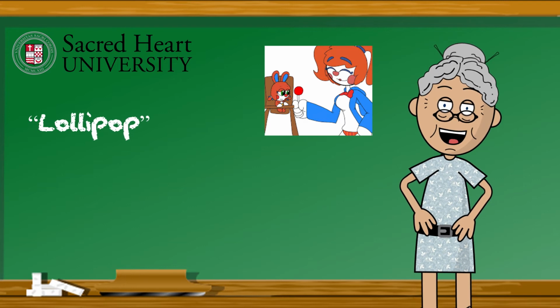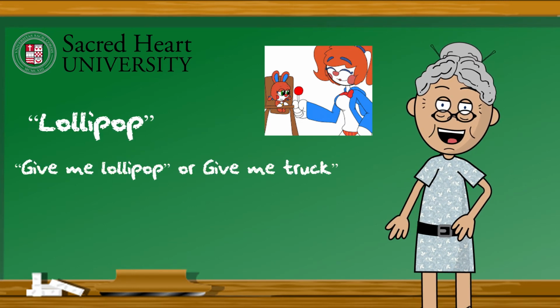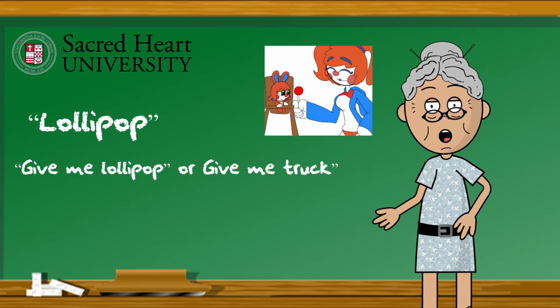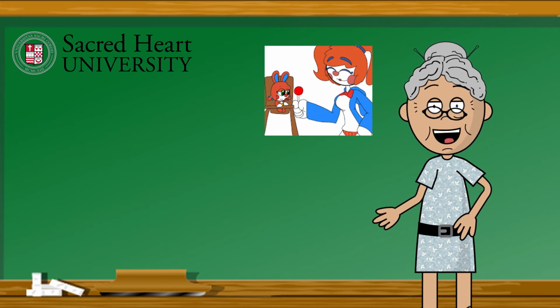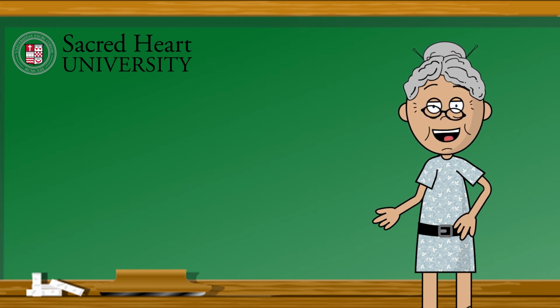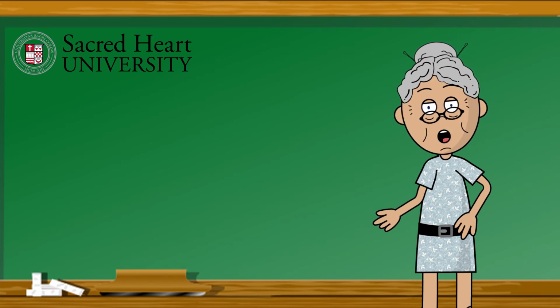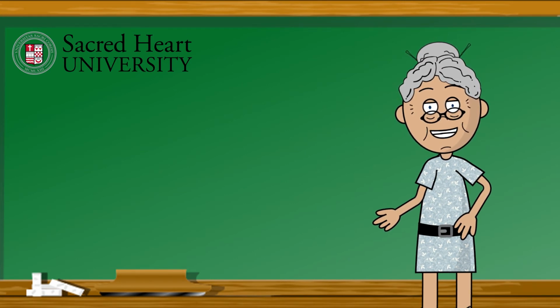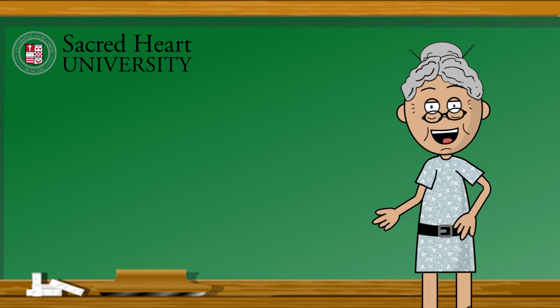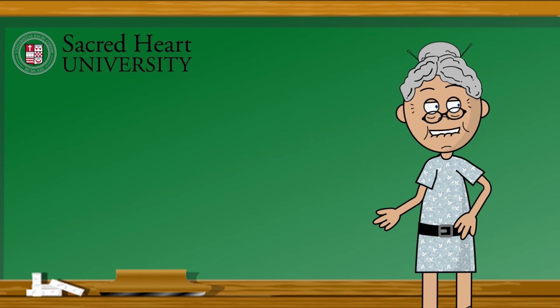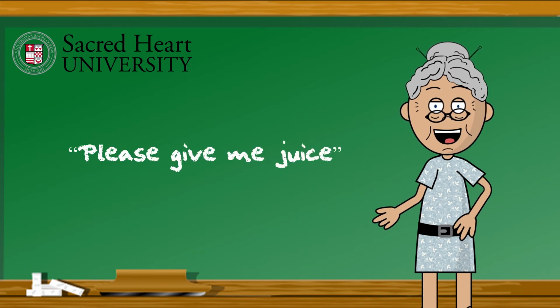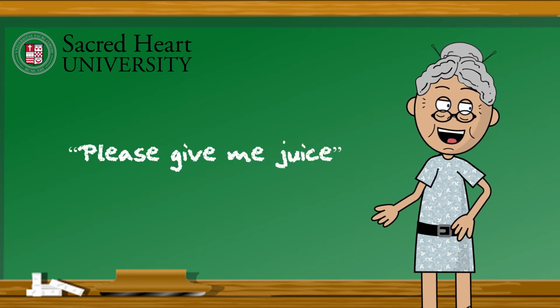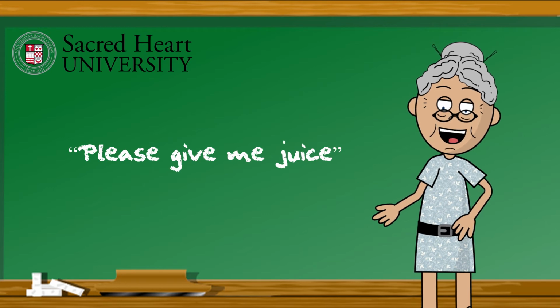Before long, they say, give me lollipop, or give me truck, or whatever they want. And one of the first things adults answer to these imperatives is, say please. That's because politeness is so important to us in social communication, and adults want their kiddies to at least seem polite. So before long, the child is saying, please give me juice, maybe after a reminder.